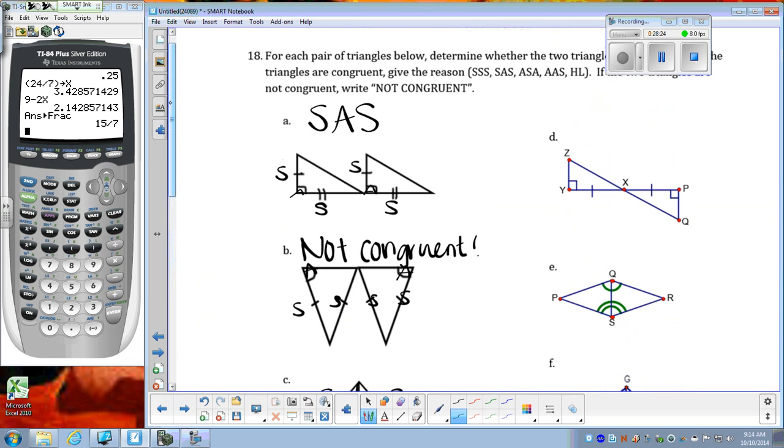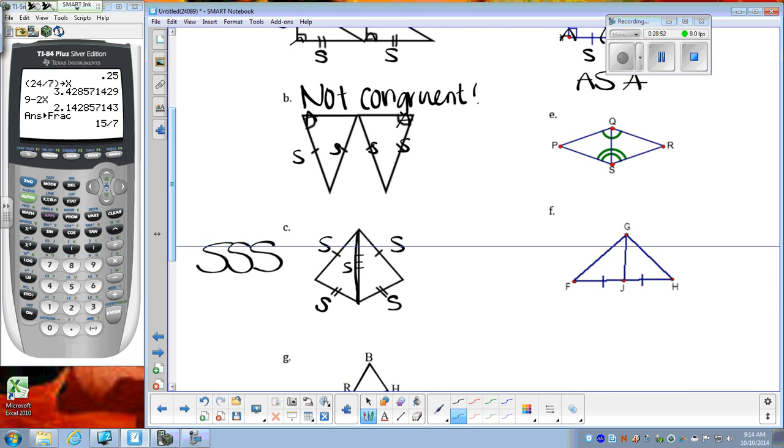In letter D, I have the right angles congruent to each other. Sorry, I'm trying to figure out letter D, since I just drew over the letter. I have YX congruent to XP, so there's another side. Then I have the vertical angles. So these two triangles are congruent by angle, side, angle.